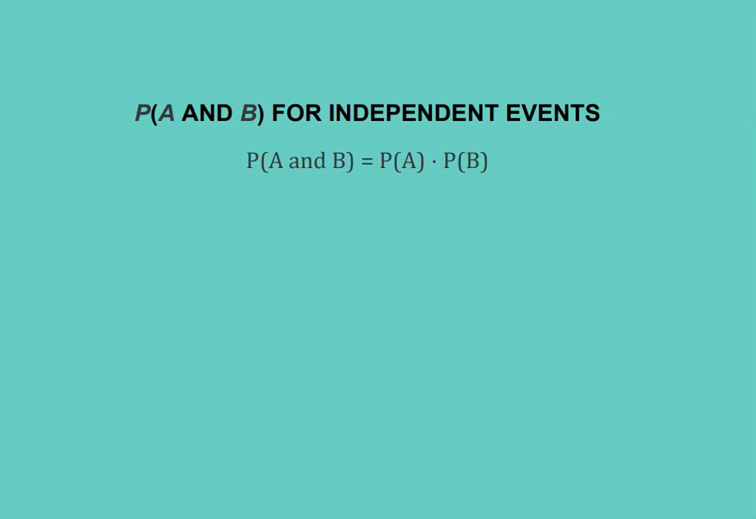Now let's talk about the probability of A and B for independent events. First, let's stop and talk about what independent events would be. Independent events mean that one event does not affect the outcome of the other event. For example, if I roll a die twice, whatever I roll the first time is not going to affect what I roll the second time. So, to find the probability of A and B, we simply multiply the two probabilities together.